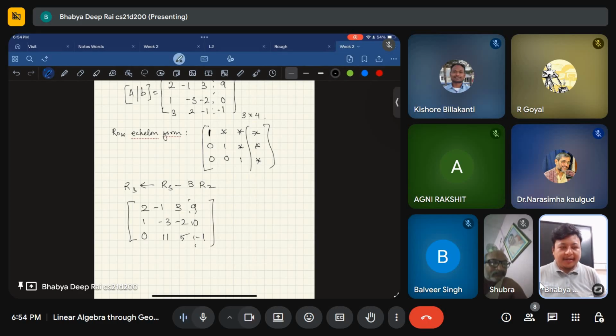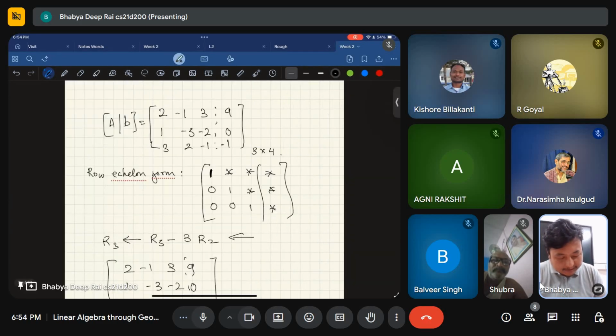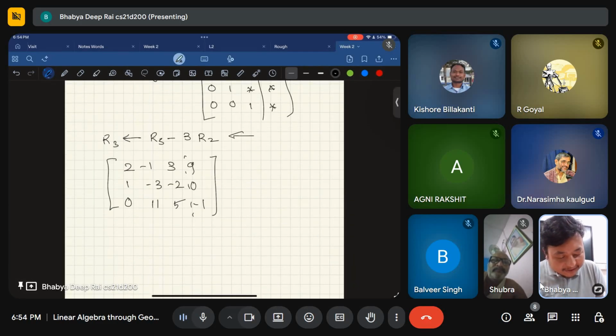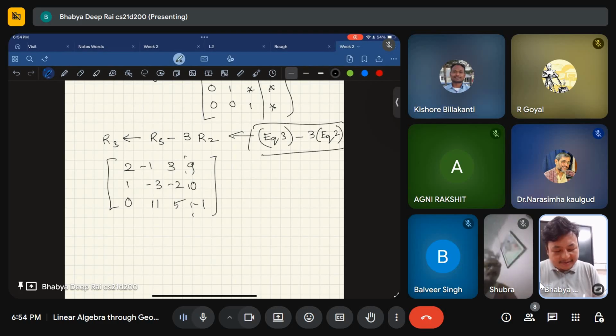I did this. Okay, but what is happening under the covers? Under the covers I'm simply doing equation 3 minus 3 times equation 1, equation 2. This is what is actually happening, because notice that you are subtracting the coefficients also.